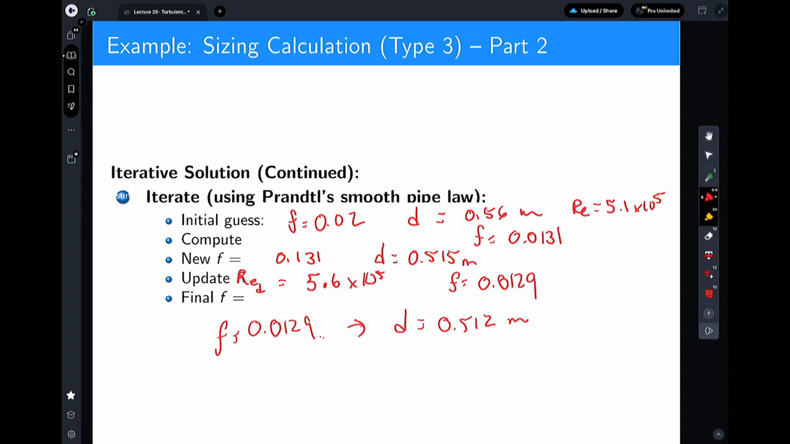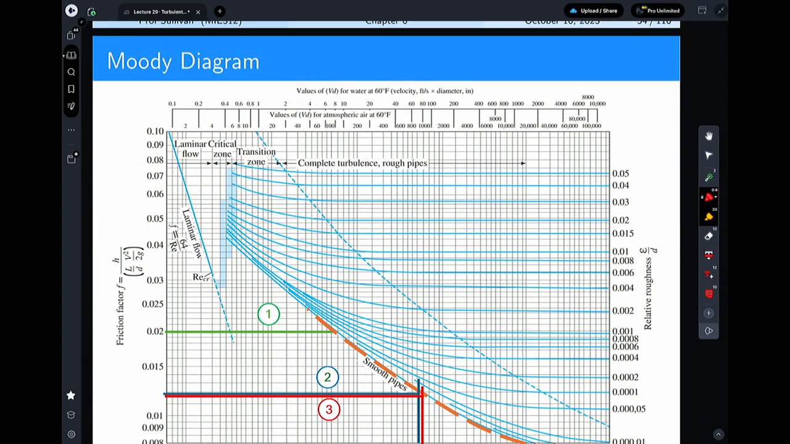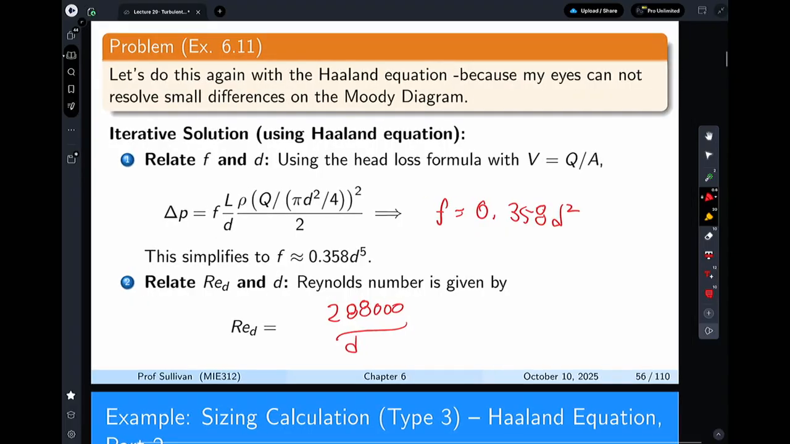But when I validate against the Moody diagram, if it is way off, then I know I've done something wrong. And generally, because of calculators, that's a problem where I've entered a 0 where I shouldn't. Okay.